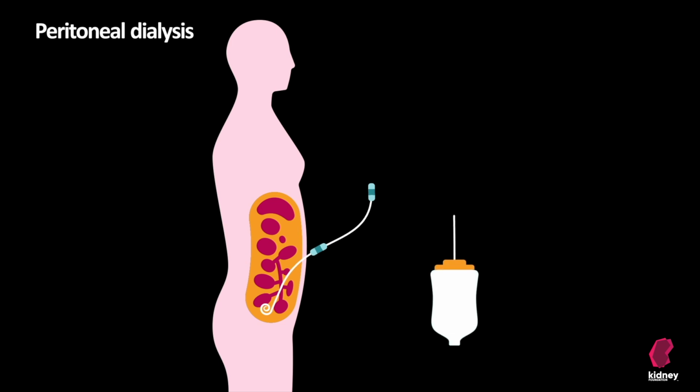After a few hours, you connect your catheter to an empty bag. The dialysis fluid is then removed from your belly through the catheter and into an empty bag. This process is called an exchange. It needs to be repeated in order to clean your blood properly.